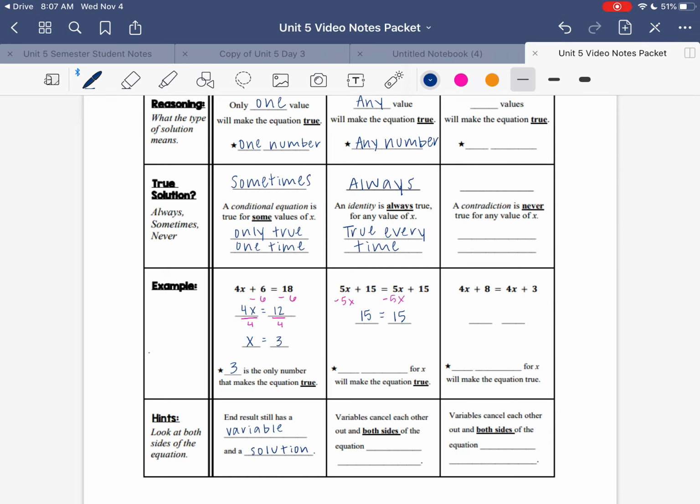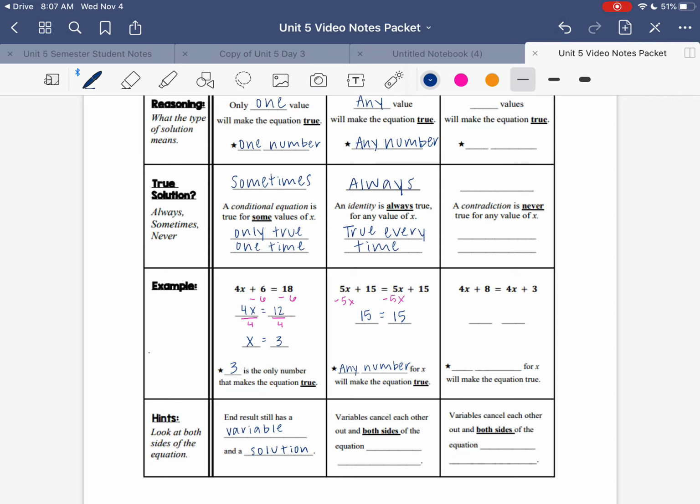So when I get something like 15 equals 15, think about that. That is something that's true. 15 is equal to 15. A number is equal to itself. And when we get a true statement at the very end, something is equal to itself, that tells us that any number is going to make that equation true. It does not matter what number you substitute in there, they will all work.